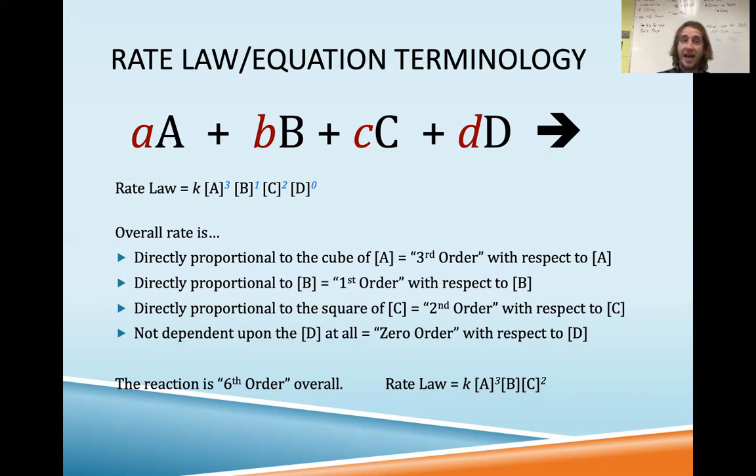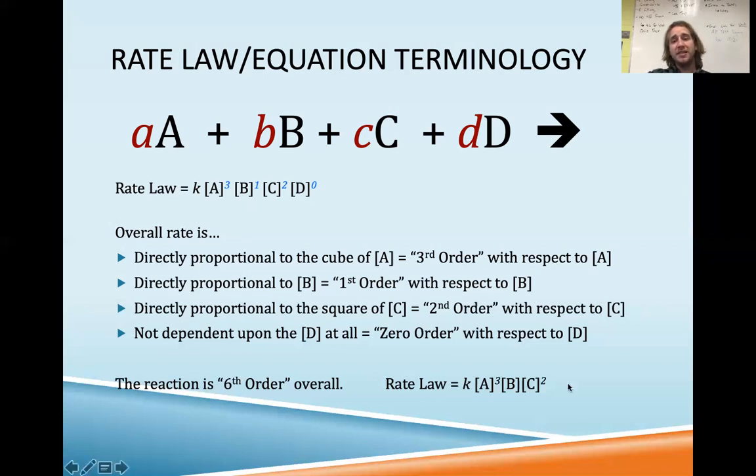And if it did not have an effect at all, if we put in more D, substance D, and the rate didn't change at all, it still took just as long for it to go, we'd say that it's 0th order with respect to D. Changing the concentration of D had no effect on the rate at which our reaction progressed.